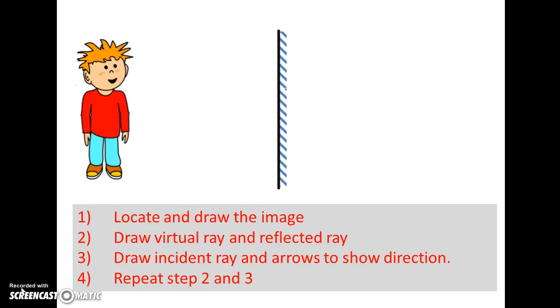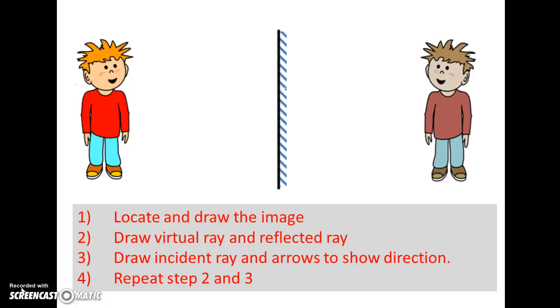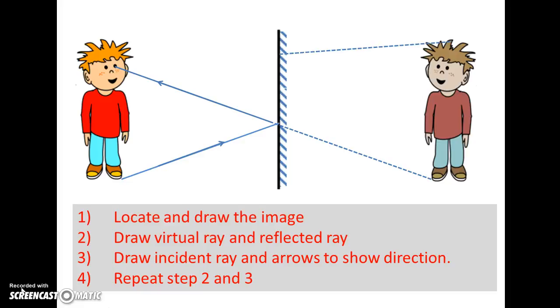And now let's draw the diagram again to show how this boy may see himself in the mirror. Again, we draw the virtual rays and reflected rays first, and then complete it with incident rays. We do it again for the head of the boy. And in this way, the diagram looks like they are twins. And now the boy is looking at his brother outside a window.